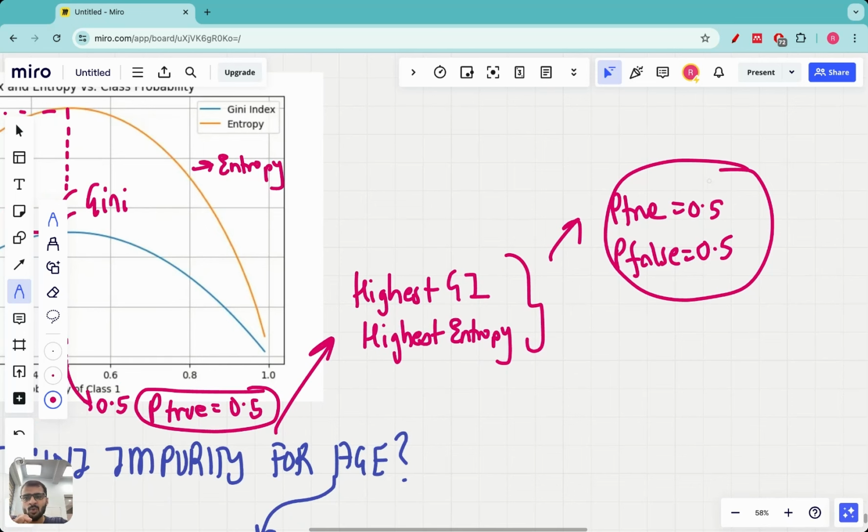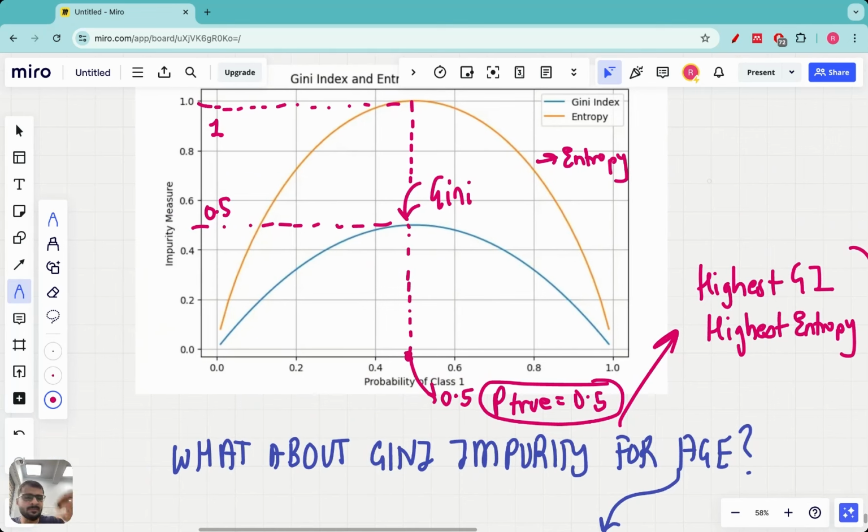If P true is equal to 1, which means we are really sure that the person loves movies. If P true is equal to 0, then we are really sure that the person does not like movies. So the entropy starts reducing here and here because the level of disorder is decreasing. But as P true becomes equal to 0.5, which means as we start going here, you can see the entropy is really increasing, because then the disorder is increasing since we are not really sure whether the person likes movies or not.